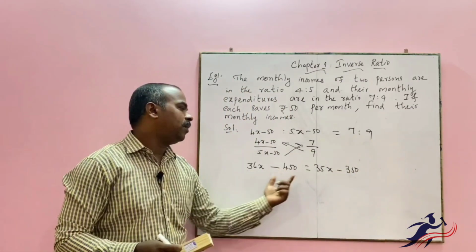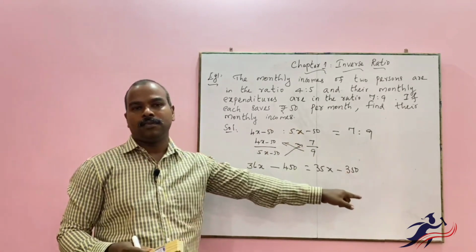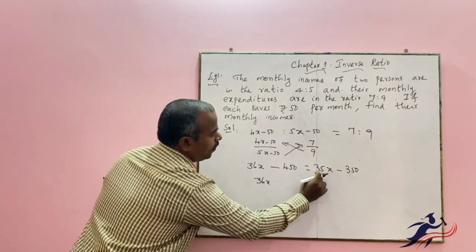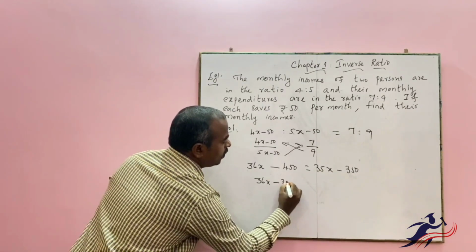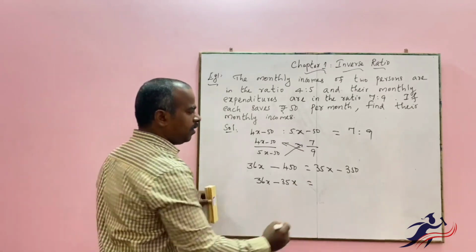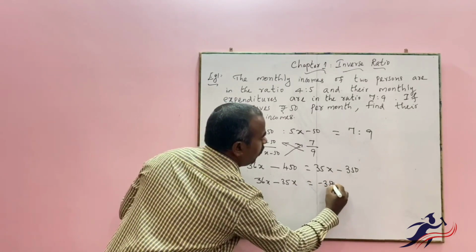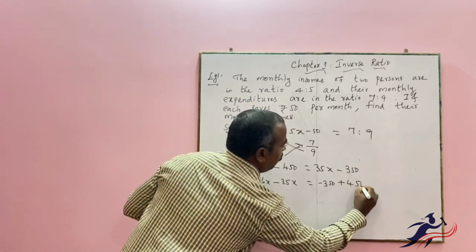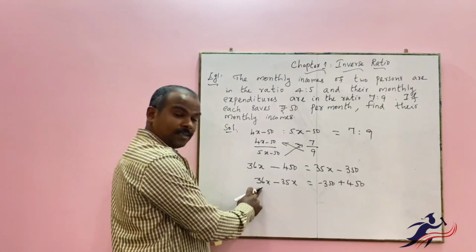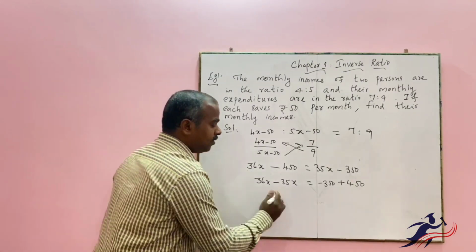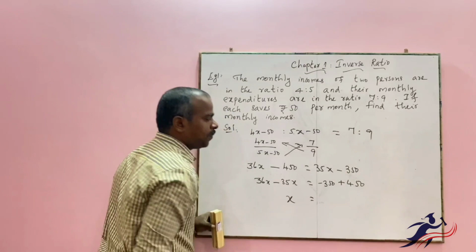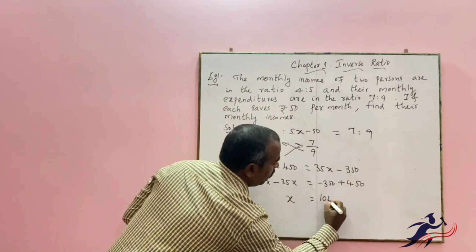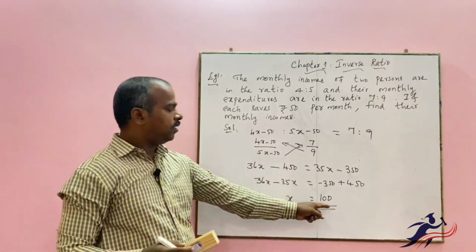Now bring all the variable terms to one side and the constant terms to the other side. So 36x, this 35x you bring here, that is minus 35x is equal to minus 350, this minus 450 goes to that side, that is plus 450. That is 36x minus 35x is equal to 1x, that is x, is equal to minus 350 plus 450, that is 100. x is equal to 100.